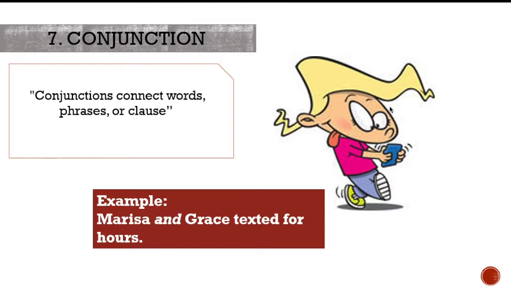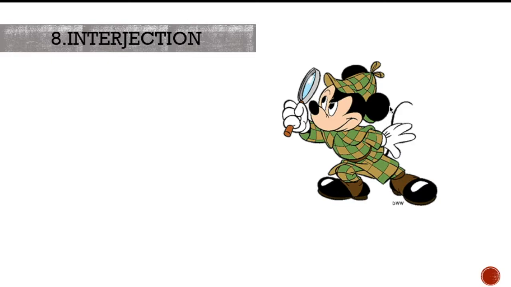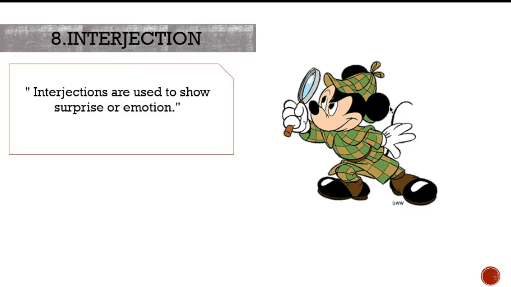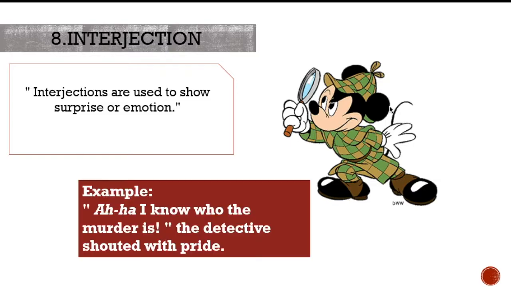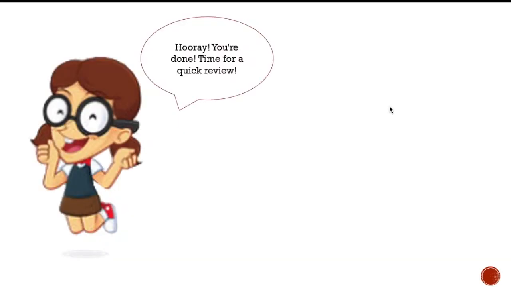The final part of speech is the interjection. An interjection is used to show surprise or emotion. Take a look at this detective. What would a detective say if he solved the case? Maybe, "Aha, I know who the murderer is," the detective shouted with pride. Aha is the interjection as it demonstrates that happy emotion the detective feels.